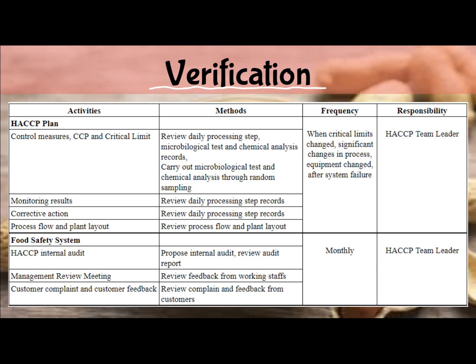For example, activities like the HACCP plan, which is the monitor result. The method that we conduct is by reviewing the process step record. And the frequency is when there is a change in critical limits in the process or the equipment. And the person in charge is the HACCP team leader.